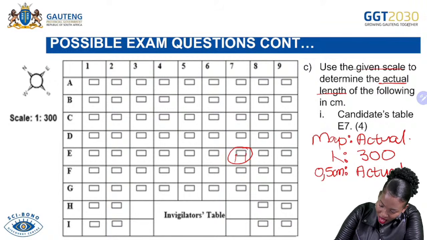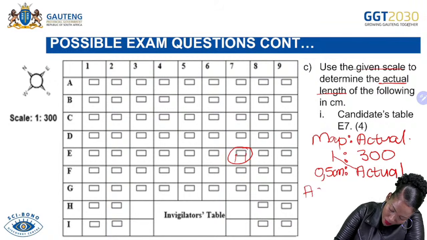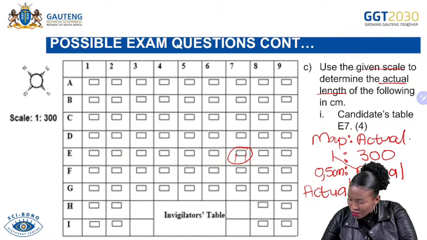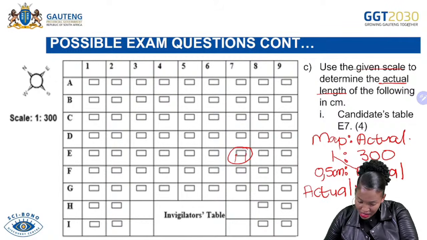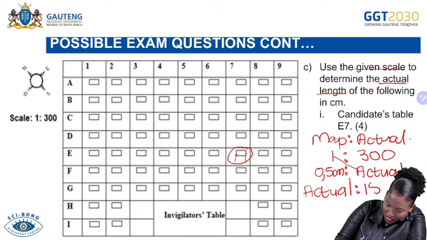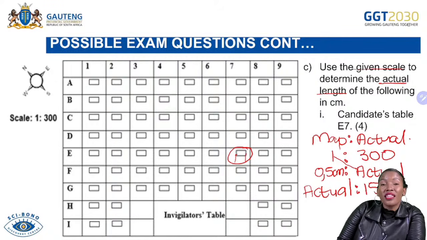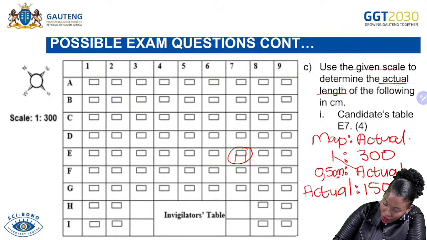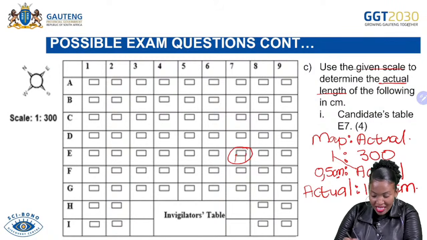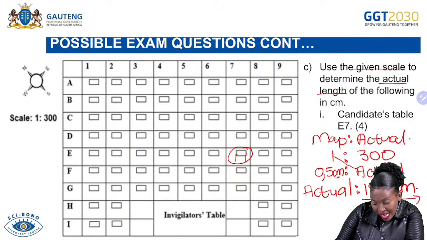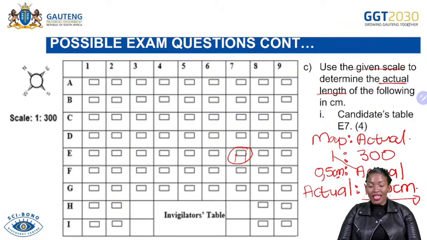Then you are going to say 1 multiplied by the actual. It is the actual. And then we've got 300 multiplied by 0.5, which is 150. But remember, you multiply the 300 by centimeters, meaning that the actual distance would actually be 150 centimeters. That is the actual length of the candidates table. It is 150 centimeters long.